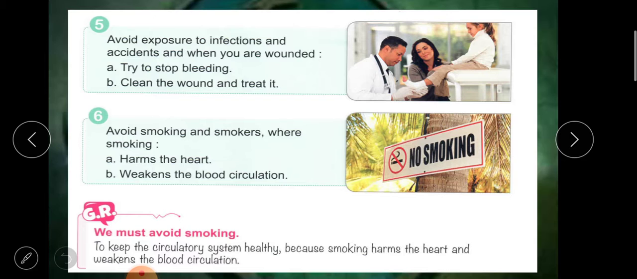So if I ask you to give a reason, we must avoid smoking. We said to keep our circulatory system healthy. And because smoking harms the heart and weakens the blood circulation.